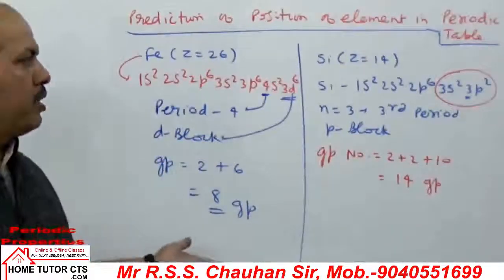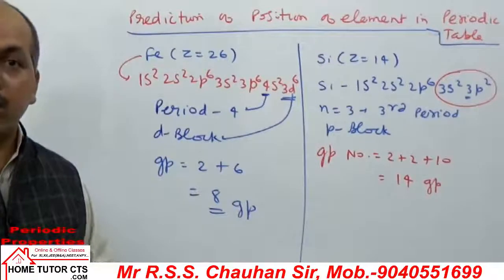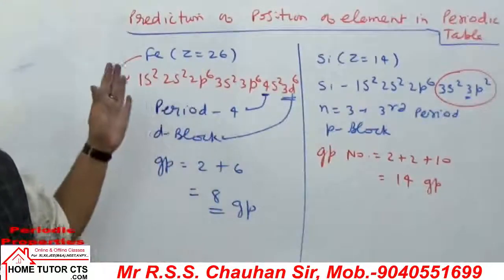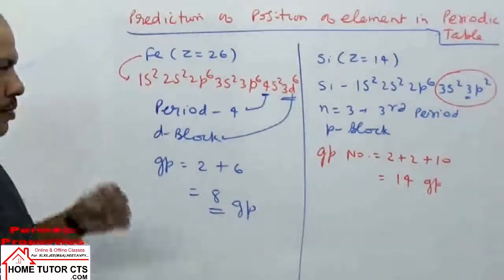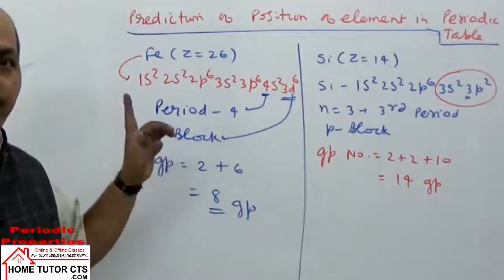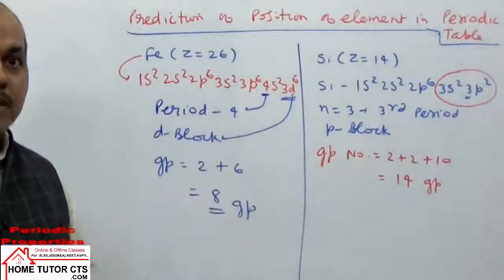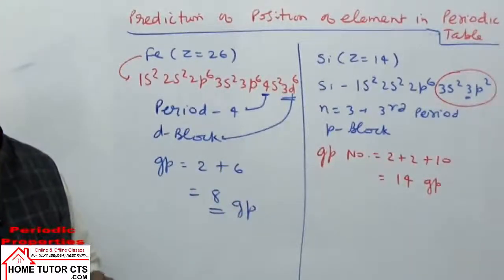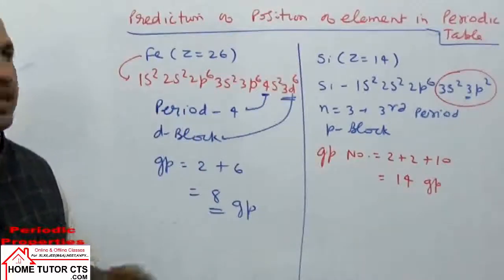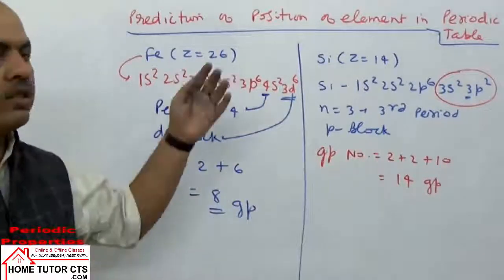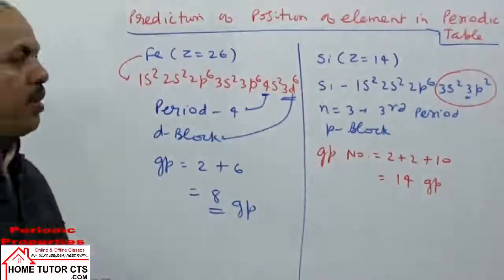In an s block element, we count simply the electrons in s orbitals. If an s block element has 1 electron in its s orbital, it is group 1. If there are 2 electrons in the s orbital, it is group number 2. That is how for an element we can find the group number, block and period number.